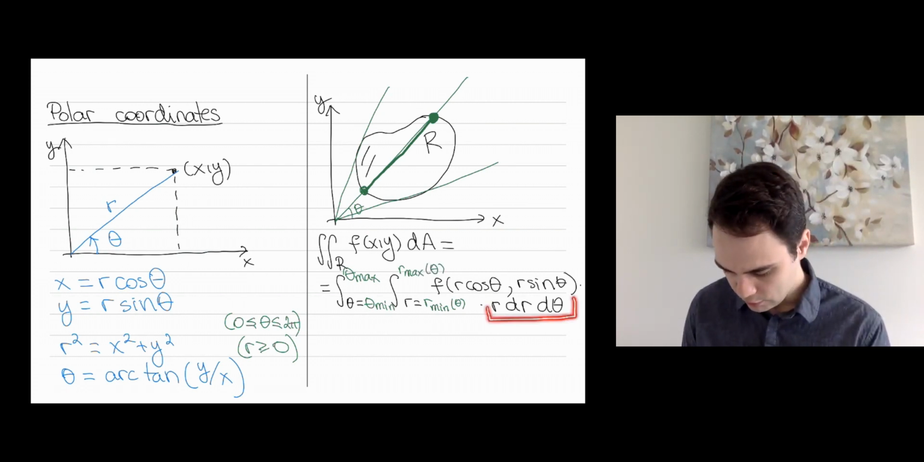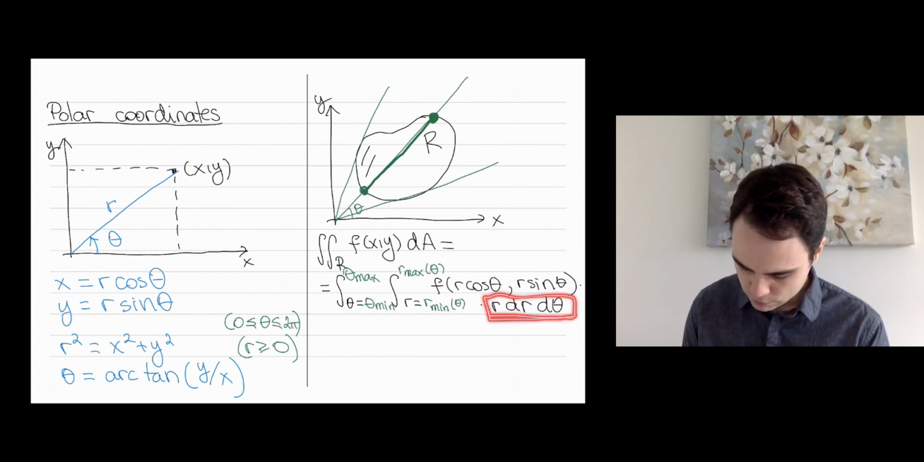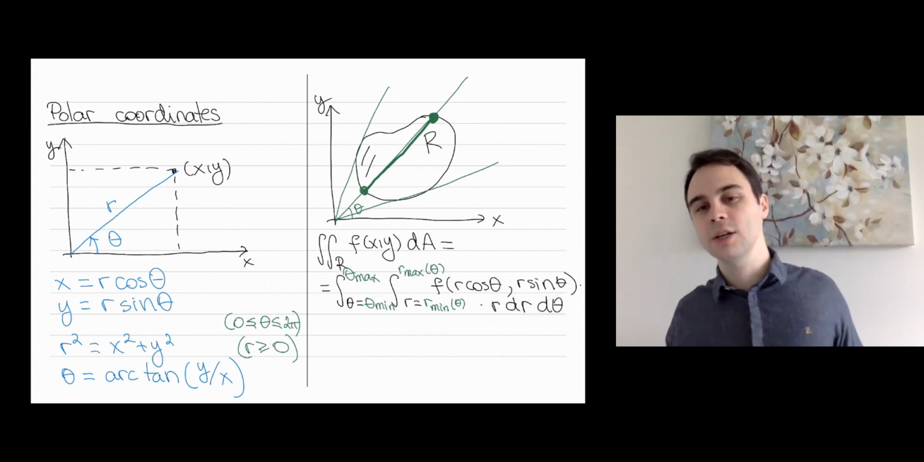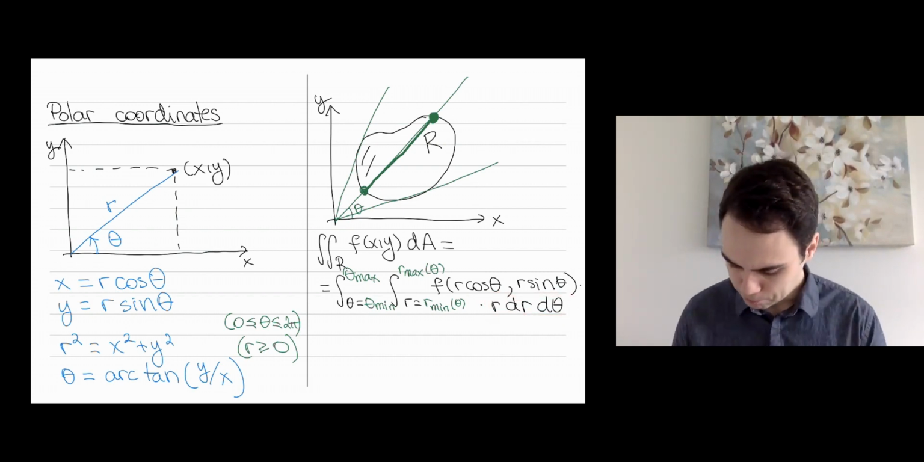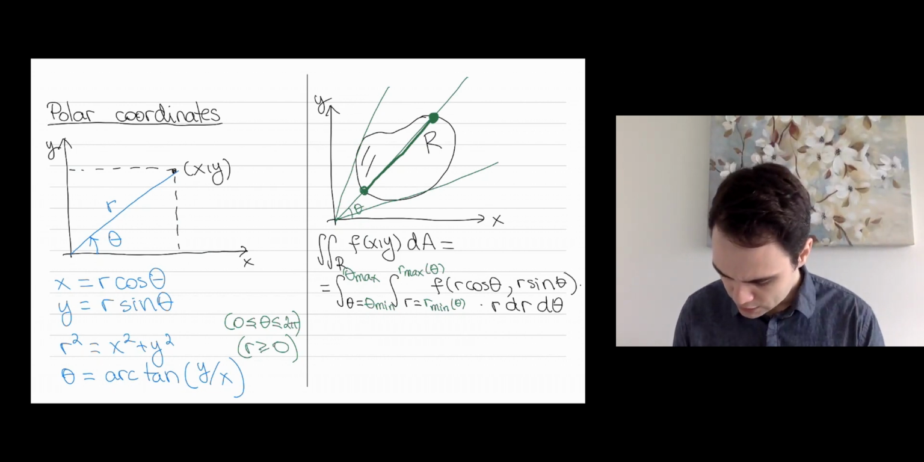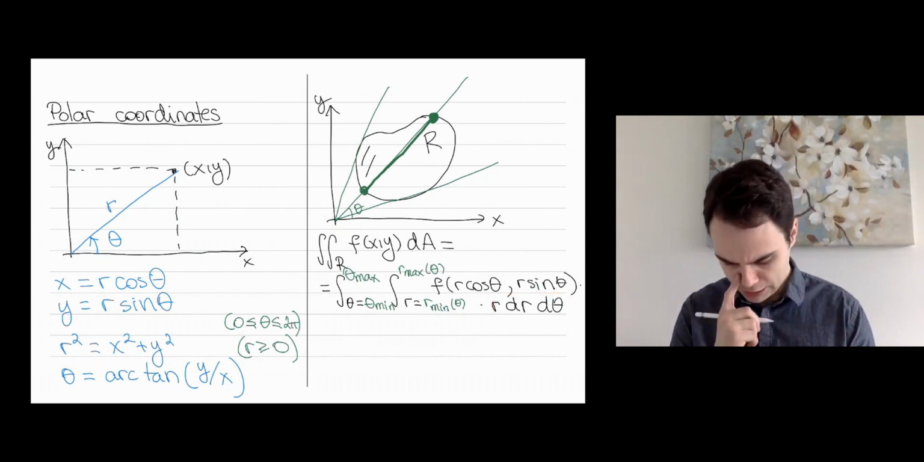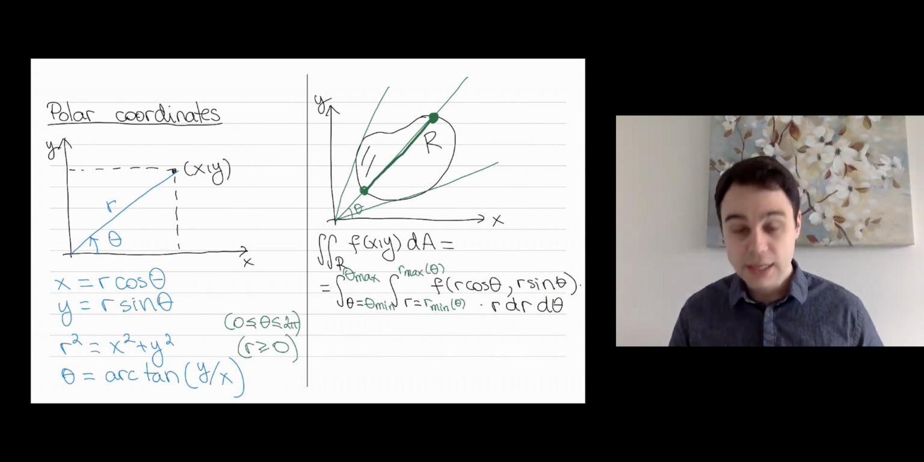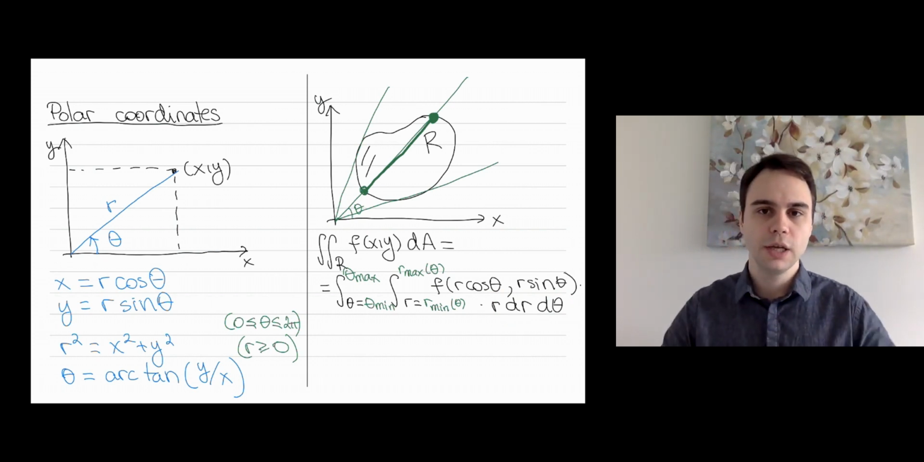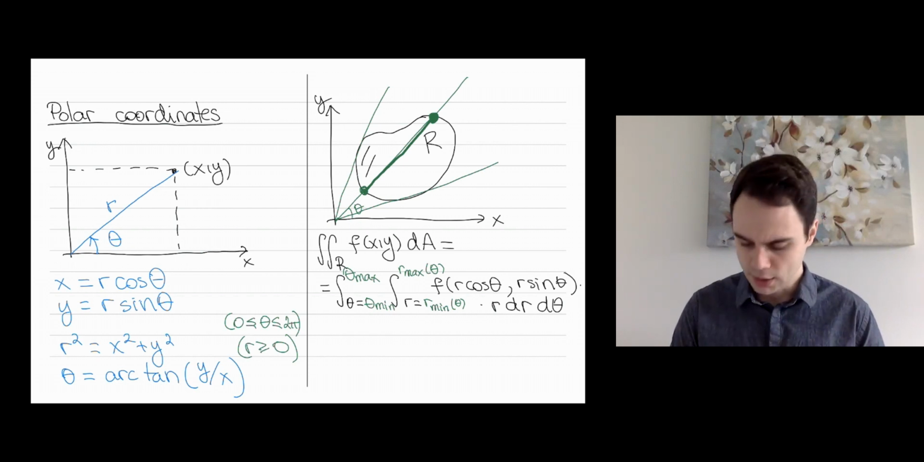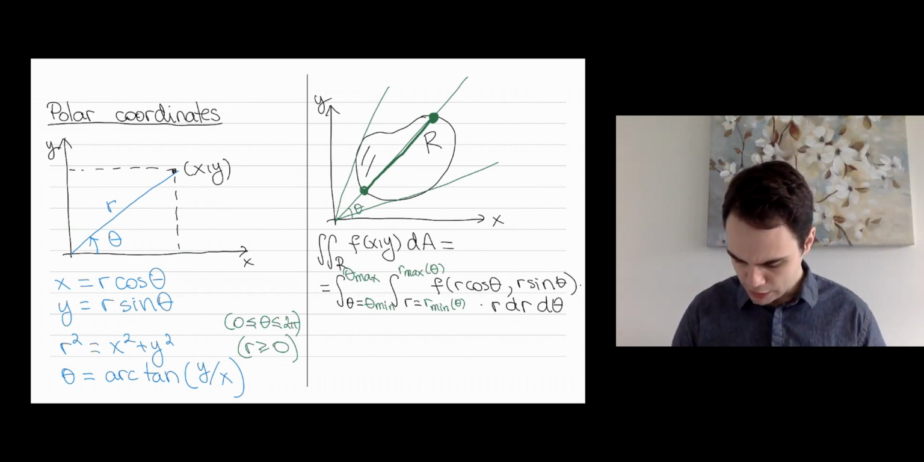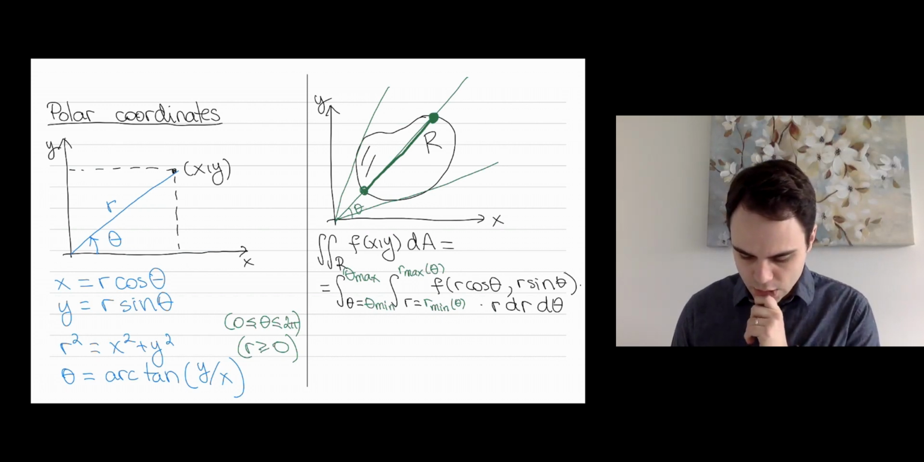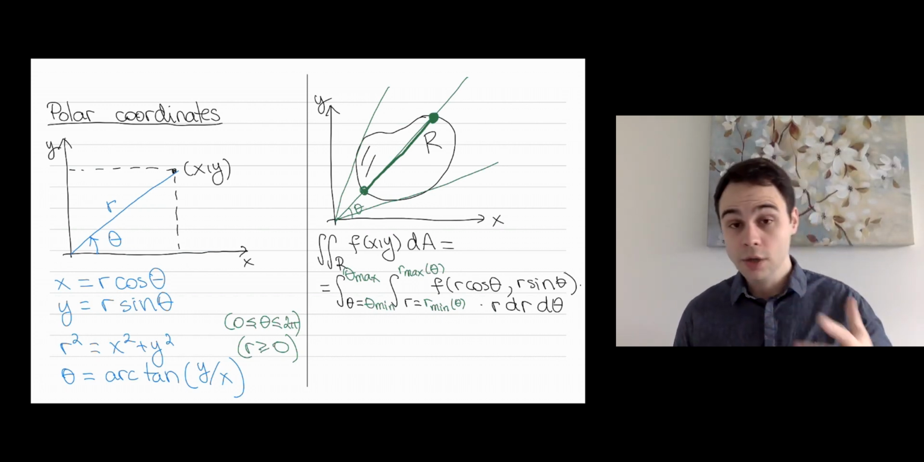And the fact that... I think this all makes good sense, but I still need to explain why dA is equal to r times dr d theta. So I'll do that, and then I'll do an example calculation, and that'll be everything I wanted to tell you today. So here's why dA is r times dr d theta.